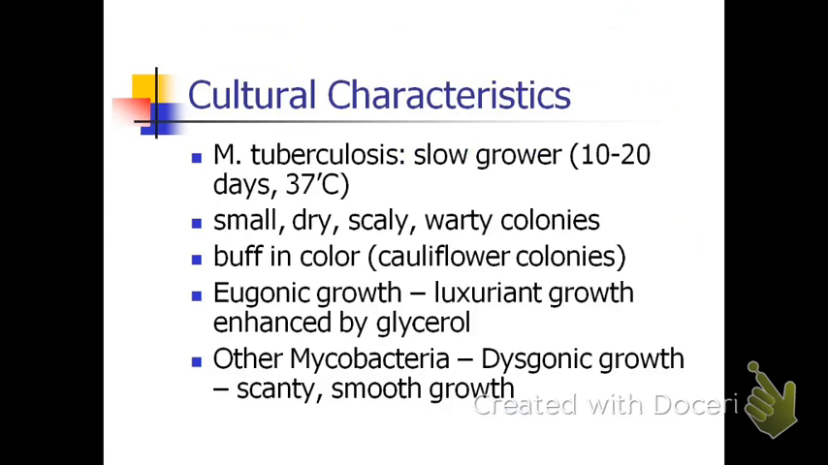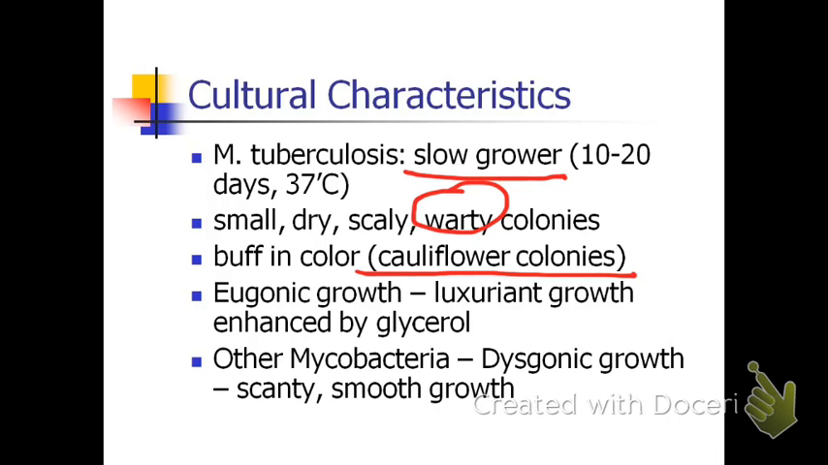So, what would be the cultural characteristics of Mycobacterium tuberculosis? As what I've told you a while ago, they are said to be slow growers. So, it will take you about 10 to 20 days at 37 degrees centigrade before you'll be able to see visible colonies. The colonies are expected to be small, dry, scaly, and would have a warty, or some books would call it cauliflower colonies. There are two descriptors for the colonies of the Mycobacterium.